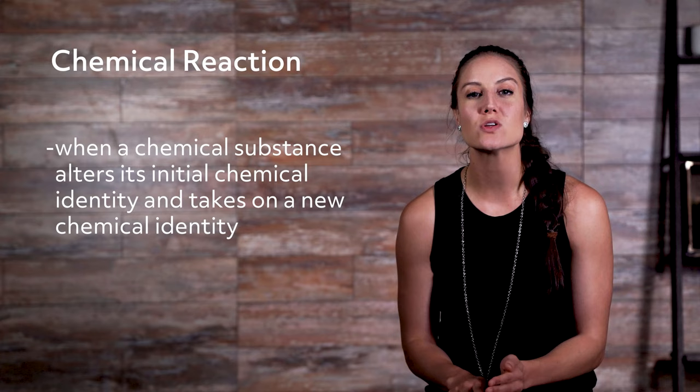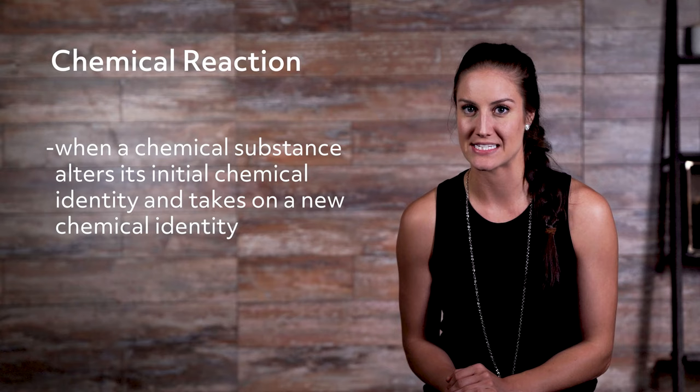First, the definition. A chemical reaction has taken place when a chemical substance alters its initial chemical identity and takes on a new chemical identity. So basically, what's happening is you have at least two molecules that come together perfectly, hitting each other in the exact right way, and these two molecules change into something else. That's typically how all types of reactions work.